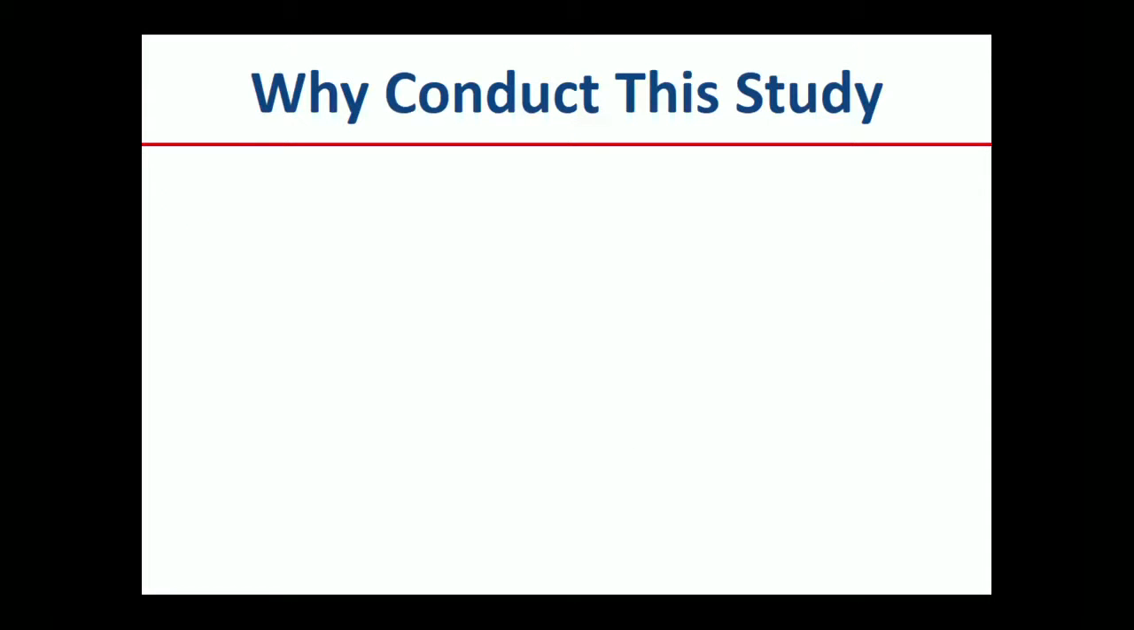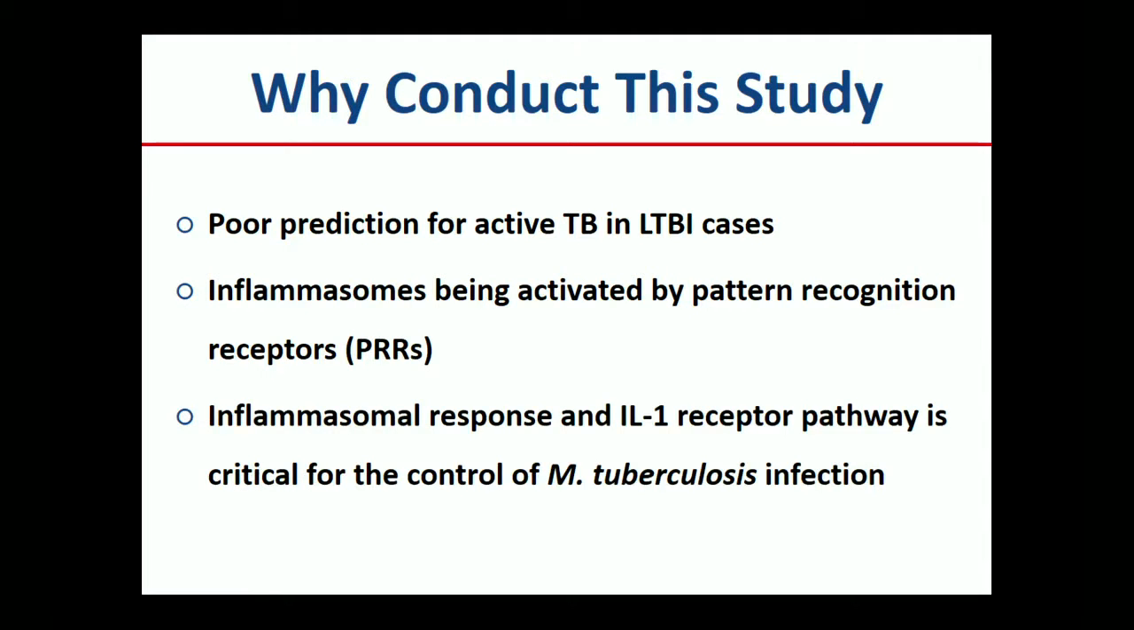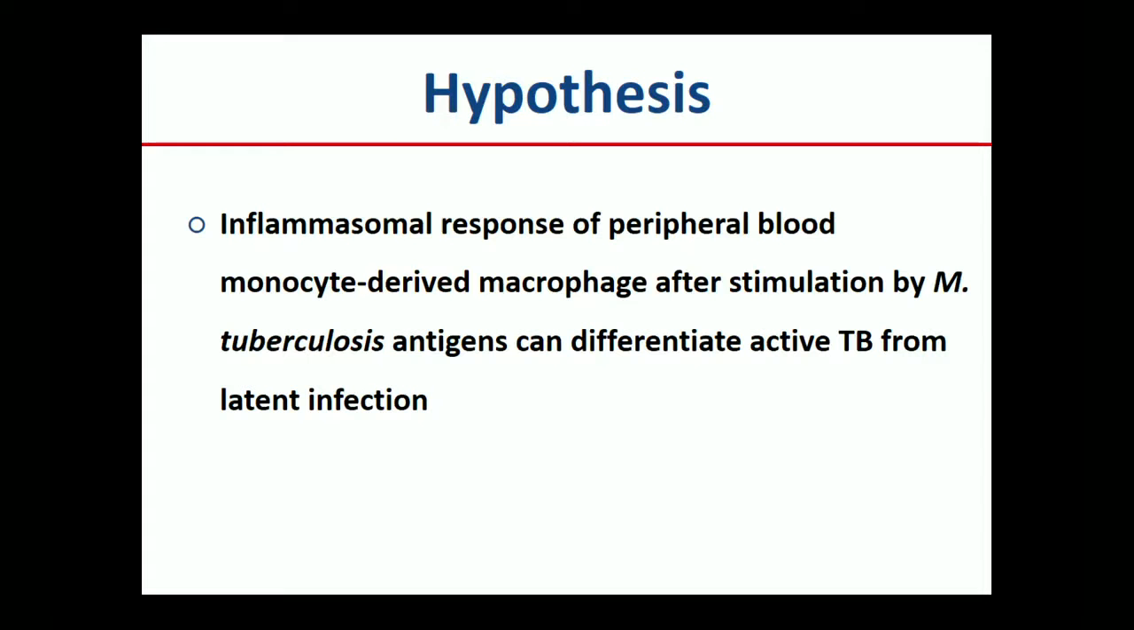Why conduct this study? We all know that predicting active TB from latent infection is difficult with current diagnostic tests, and it is the major limitation in the intervention of latent TB infections. Previous studies demonstrated that Mycobacterium tuberculosis is capable of inflammasomal activation, which is very critical in host immunity and host infection control for tuberculosis infections. However, currently human data are lacking. Therefore, we conducted this study.